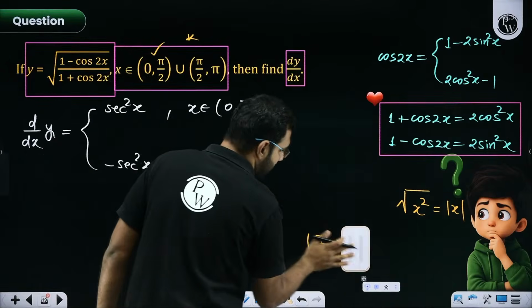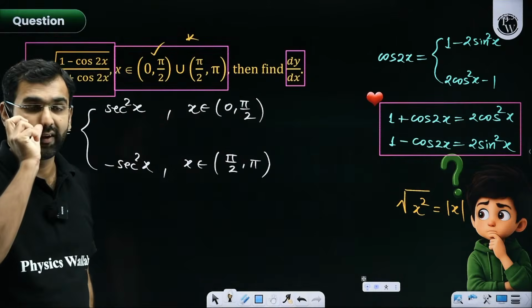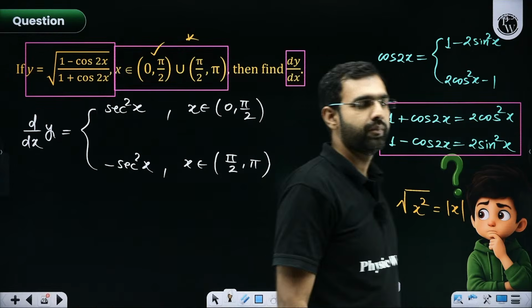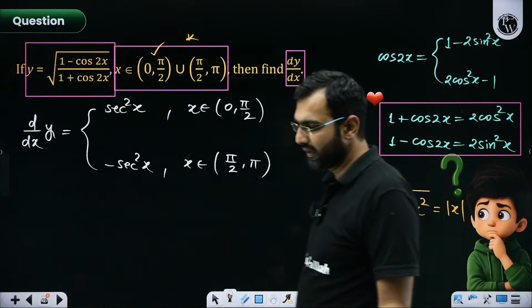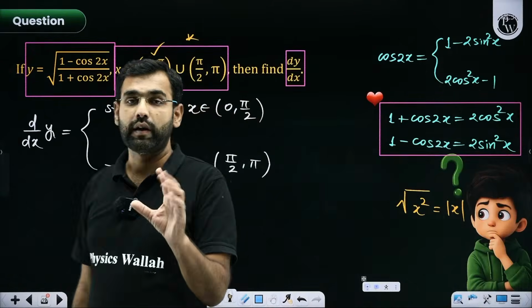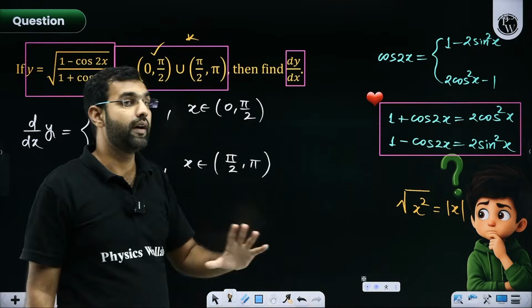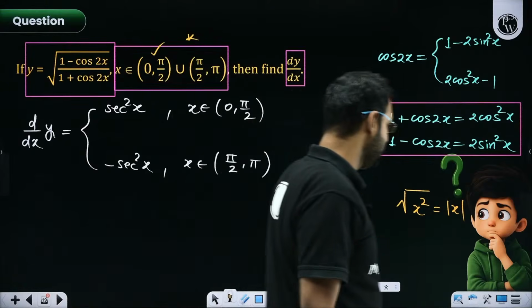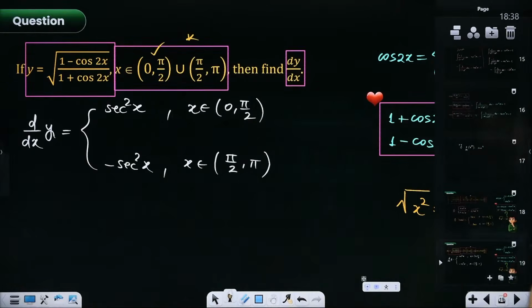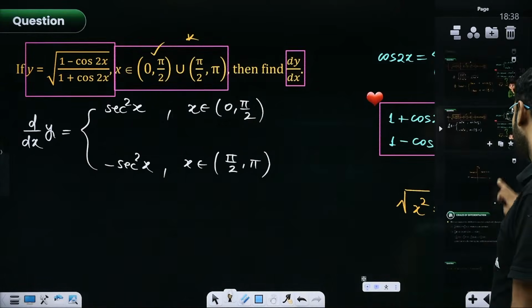So everybody realized that you should be very careful with all those steps you perform. It's not just sec square x. The correct answer will be sec square x or minus sec square x, depending on which quadrant you are in. And that's exactly why they have given you these two quadrants. Any confusions? Did you all understand this question along with its solution, or are you having still any confusions?